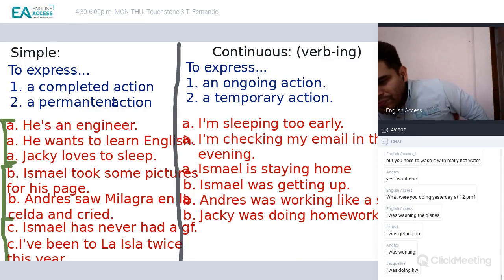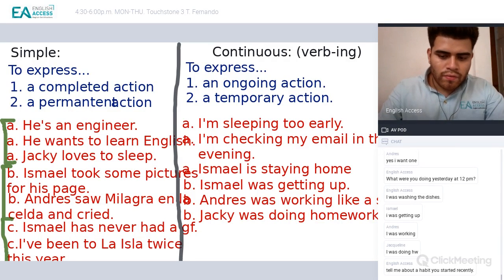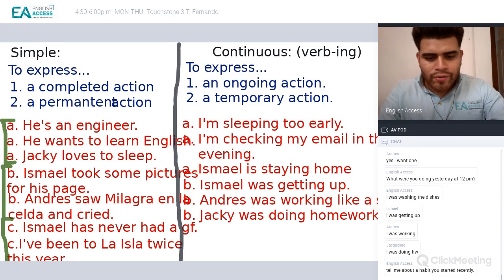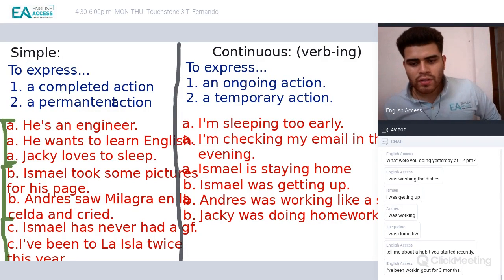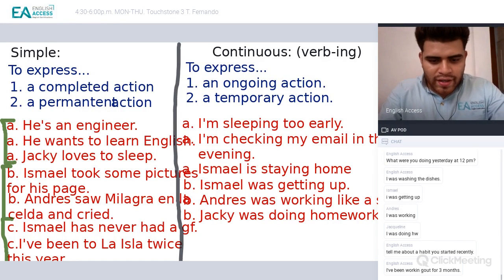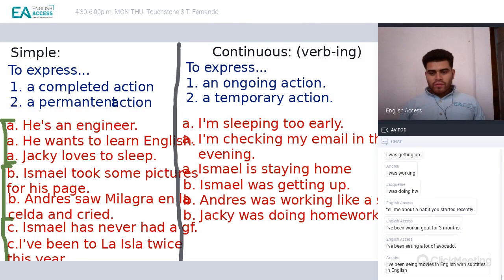And now, I want you to tell me about a habit you started recently, right? Something like this. I've been working out for 3 months. I've been working out for 3 months. That's one of my new habits. I've been eating a lot of avocado. Andres, Jackie, Ismael. Nice, nice.